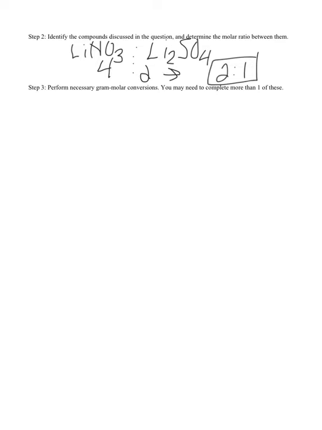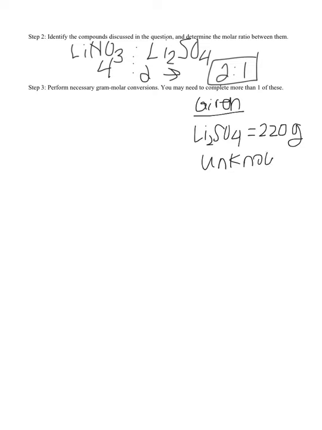Third step is the math part. So I'm going to write down my givens, what was given in the problem. We don't have the problem in front of us, but I'm just going to write it out for you so that you know. It's asking how many grams of lithium nitrate will be needed to make 220 grams of lithium sulfate. So lithium sulfate is Li2SO4, and it tells us there's 220 grams of it. It's saying assume you have enough lead sulfate to perform the reaction, so we don't have to worry about lead sulfate. But our unknown, what we are trying to find, is how many grams of lithium nitrate, which is LiNO3.